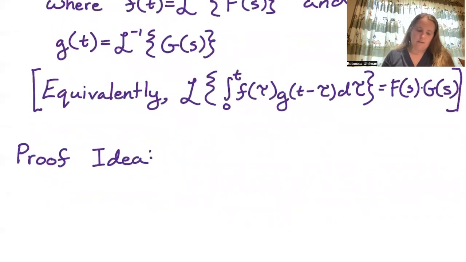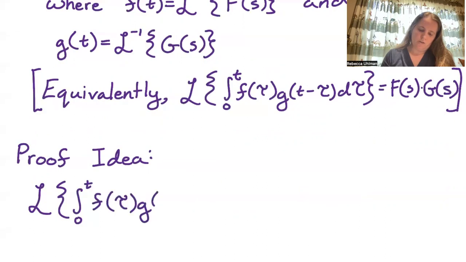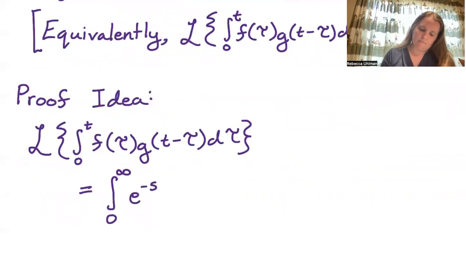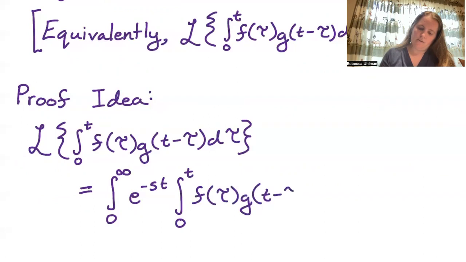Let's go ahead and just take the Laplace transform of the definite integral from 0 to t of f of tau times g of t minus tau d tau. So by definition of the Laplace transform, this should be the definite integral from 0 to infinity of e to the negative st times the definite integral from 0 to t of f of tau times g of t minus tau d tau, and then dt.